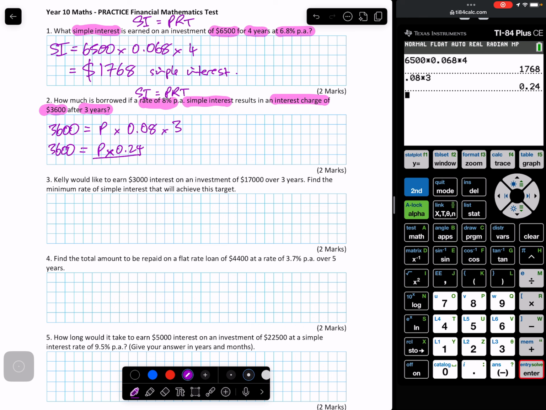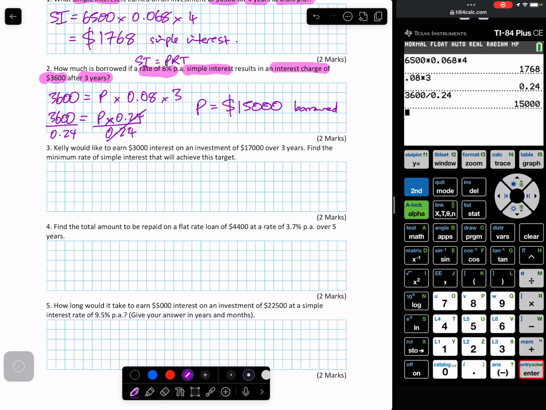0.24 is multiplying P. So the opposite of multiplying by 0.24 is dividing by 0.24, which I have to do on both sides. That'll cancel out the 0.24. So P is going to be 3,600 divided by 0.24. So they borrowed $15,000. They borrowed $15,000.